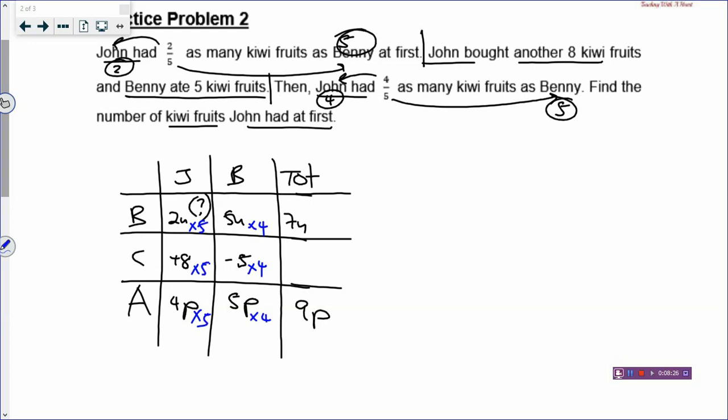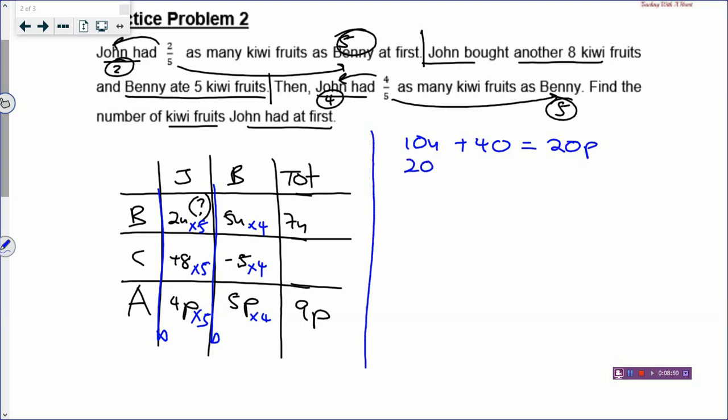Okay? Then the table, right? The table goes down, or it flows downwards. It means that John has 10 units at first. And plus 40, that will give you 20 parts. Okay, 20 parts. Okay, so we're going to do it slowly. Alright, then how about Benny? Benny has 20 units. Then minus 20 also gives you 20 parts. So can you see the equal in the end?